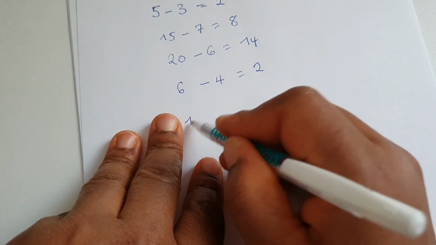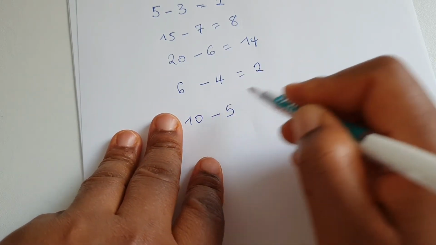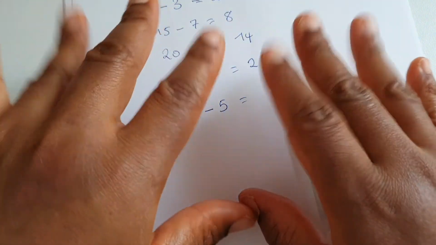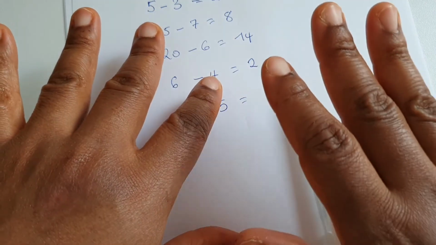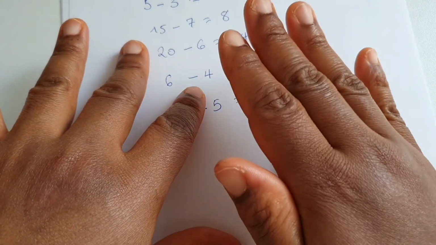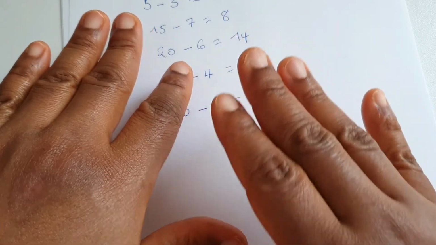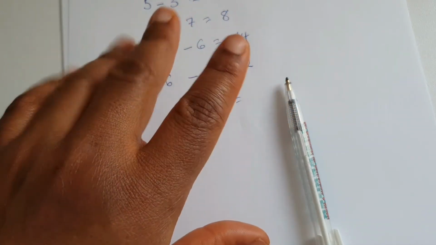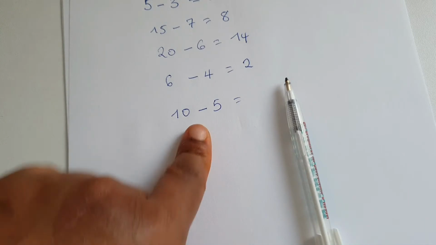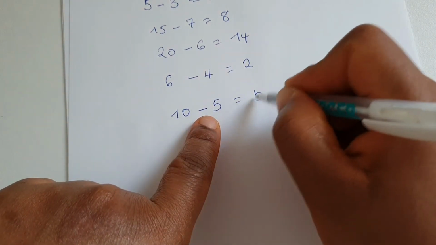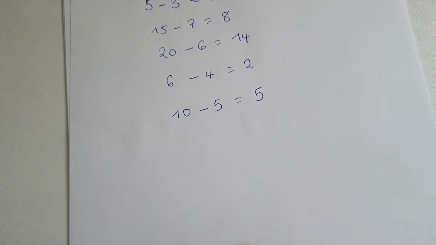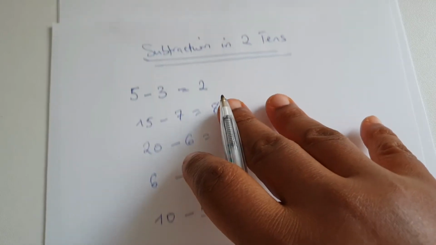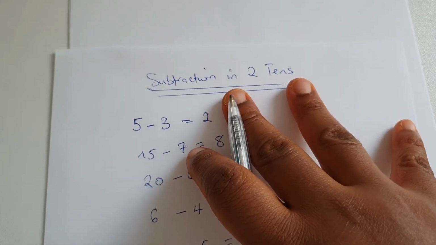I have 10 and I have to take 5 away, so I have my 10 fingers. Each of my hands has 5 fingers, so I will take the right 5 fingers away, and I am left with these 5 fingers on my left hand. So 10 minus 5 will give me 5. All right, so now we've done the subtraction into tens. Okay, that is subtraction into tens.